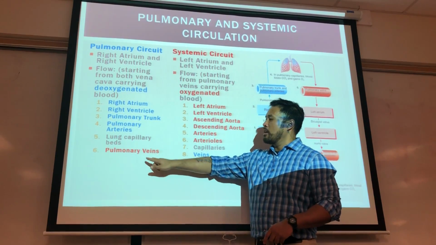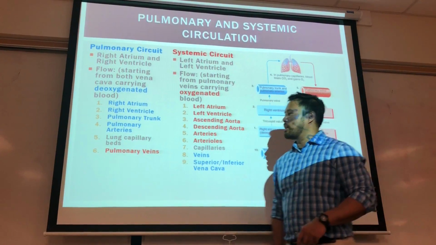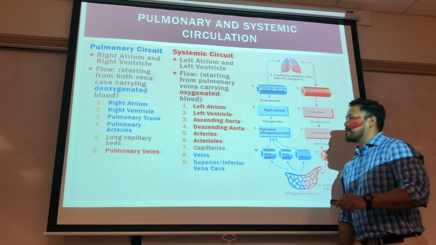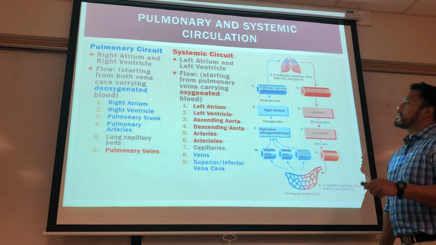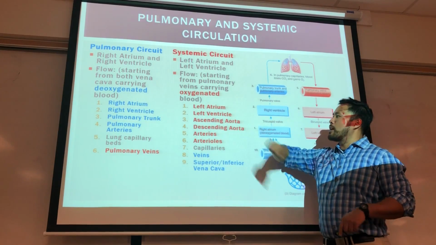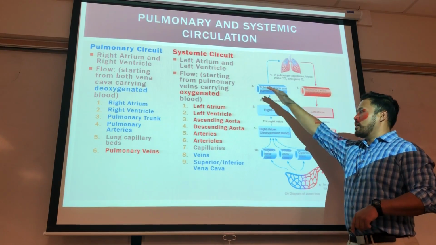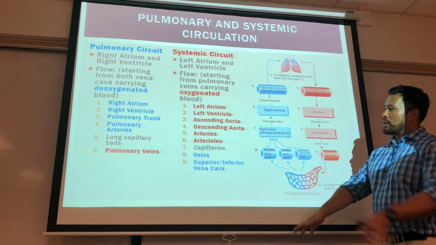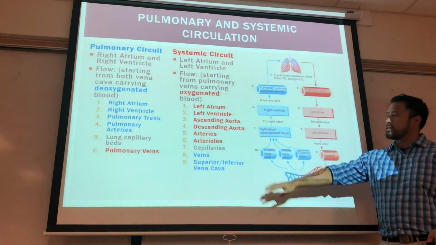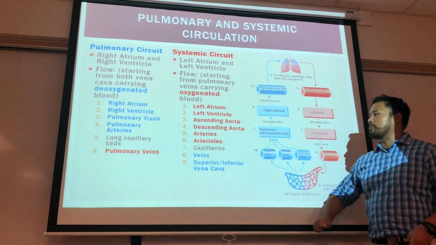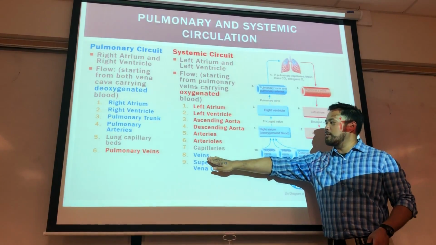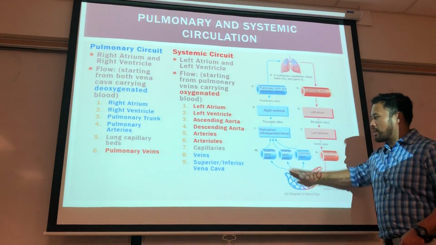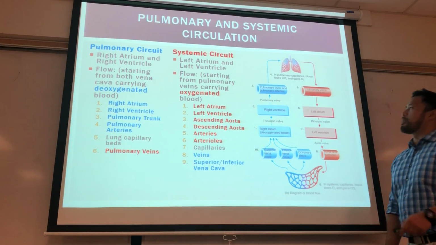Pulmonary veins are going to be delivering freshly oxygenated blood from the lungs back to the heart, where it's going to dump back into the left atrium, then the left atrium to the left ventricle, over to the ascending aorta, down to the descending aorta, splitting off from arteries, arterioles to capillaries. This is going to be internal respiration. And then we're going to see the veins coming back to the vena cava and starting back over at the right atrium.